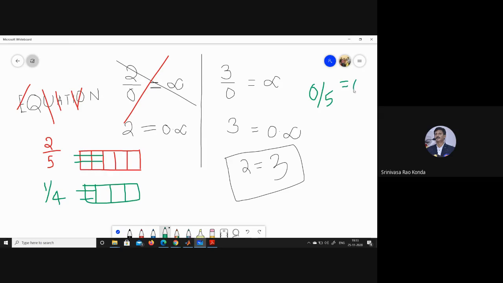If you apply the same logic to 5 by 0, what will happen? You take one finite quantity and divide it into 0 equal parts. Can we do that? We cannot. Can we divide a finite quantity into 0 equal parts? Impossible. In that case, taking 5 parts is meaningless. So this type of number is not defined. Anything by 0 is always not defined.